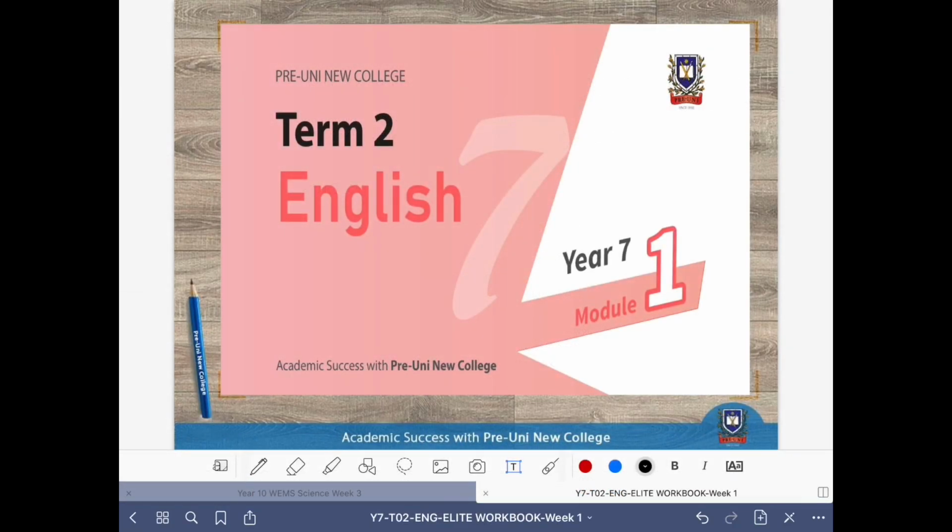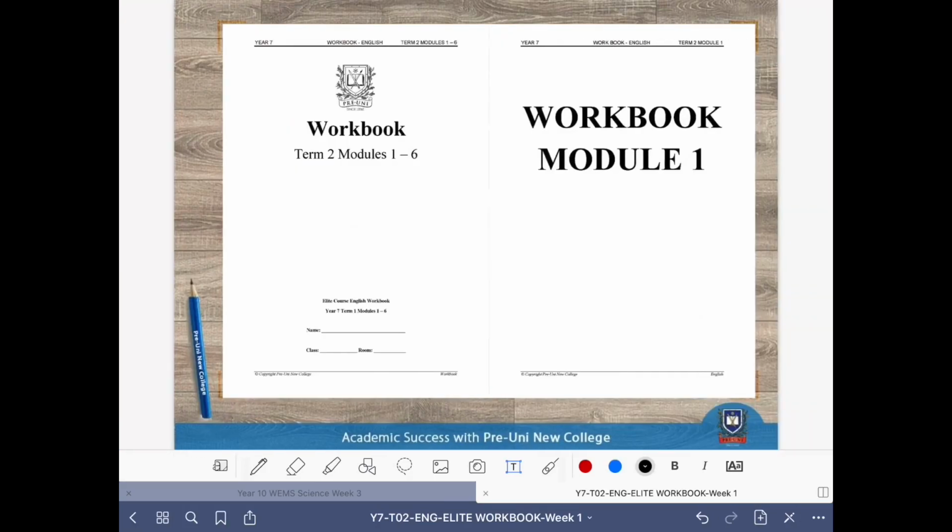Hi, Year 7. Today we're going to be going through the workbook for Module 1, and basically I will give you some possible answers and help you work through these questions. What would probably be best is if you have a look at this first on your own and then come back and work through it with me, okay? Because I would like you to have a go at doing these questions on your own first.